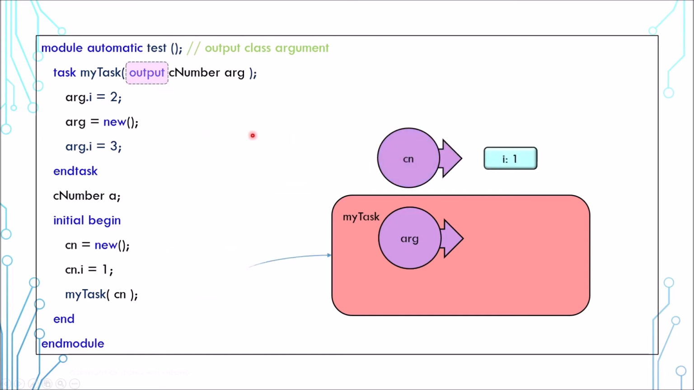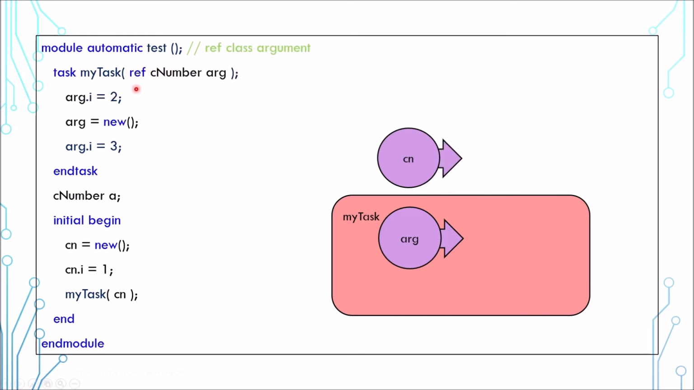Everything is the same until the task is called. At that point, Cn is not being passed into the task. Output argument means the task assigns the argument back to the caller at the end of task. So argument arc is still null at the beginning, and therefore this line is invalid. The argument needs to call new, then it can change the value of the object and passes the handle back to the caller at the end. Cn will then point to this new object, and this old Cn object will be released from memory.